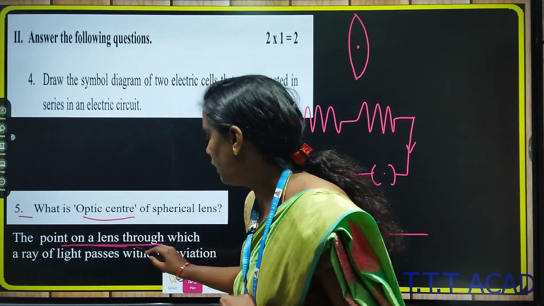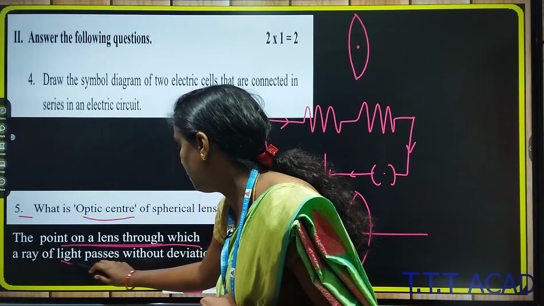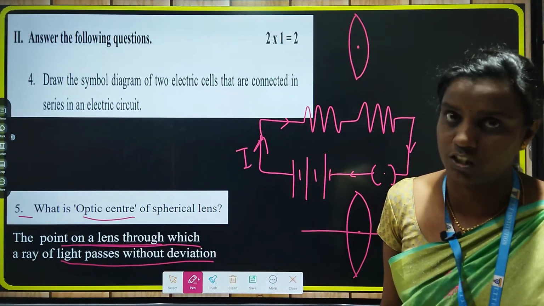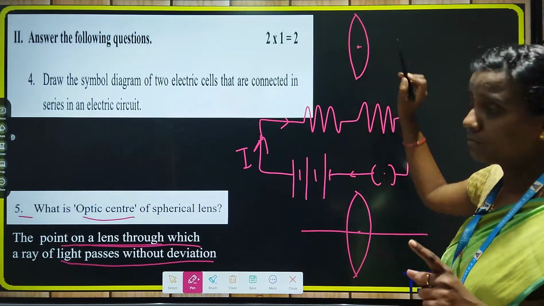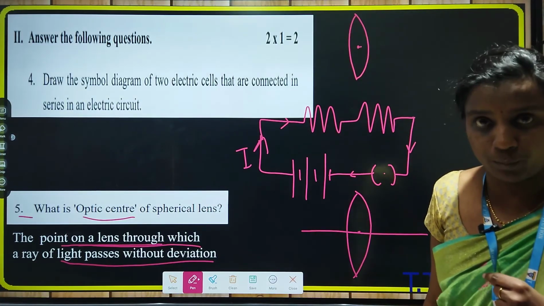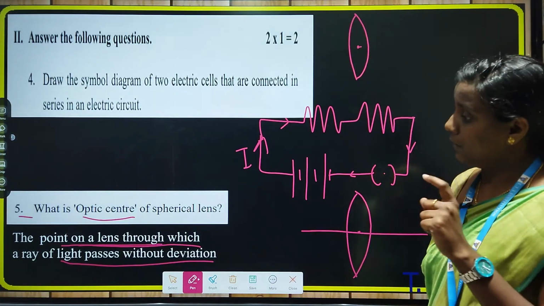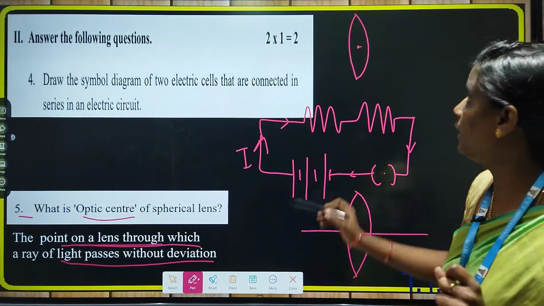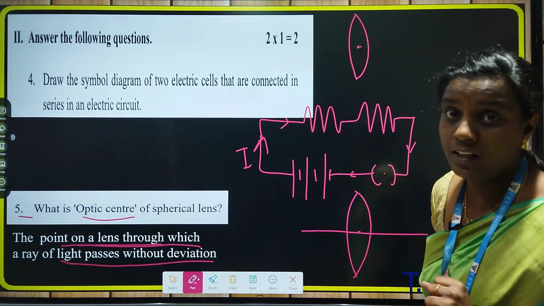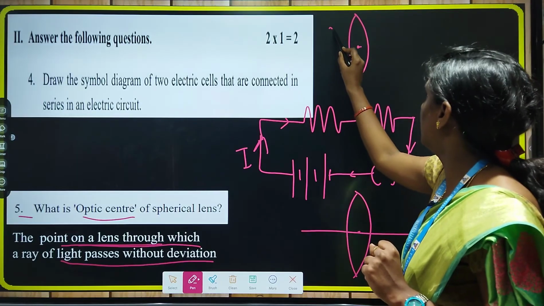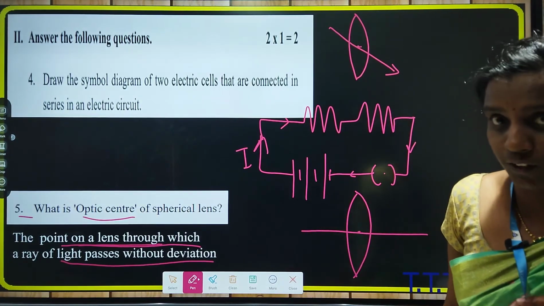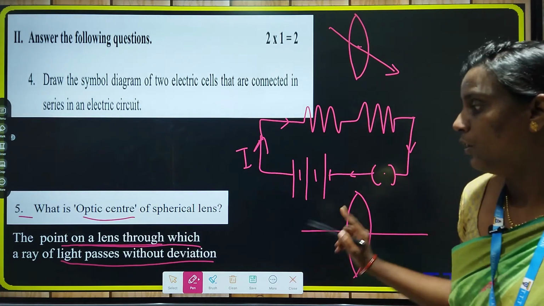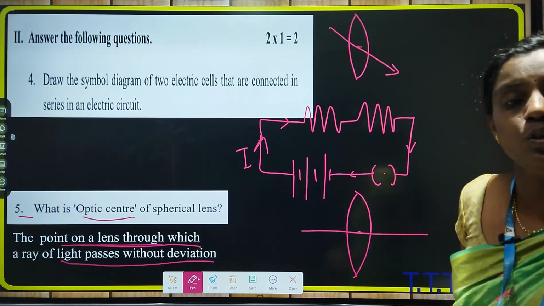So, what are you going to write as the answer? The point on a lens through which a ray of light passes without deviation. You can also write that the center point of a lens is known as the optic center. When a light ray is incident and passes through that point, it does not deviate. There is no deviation.